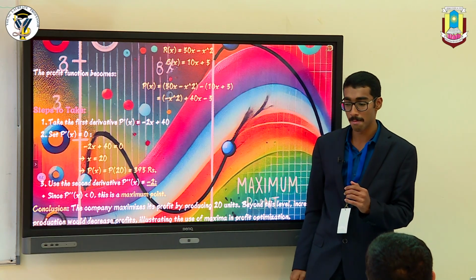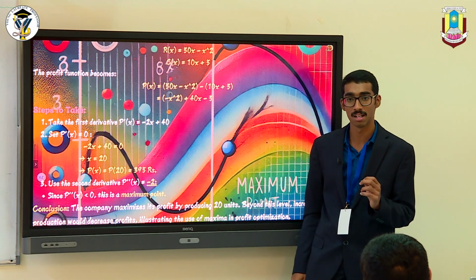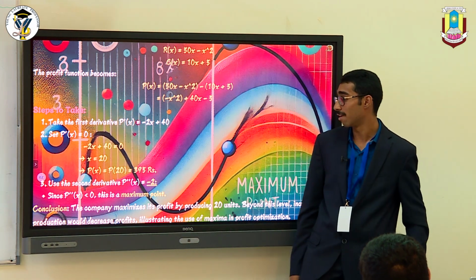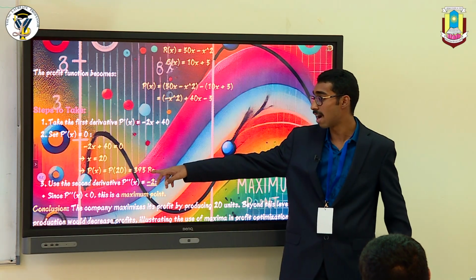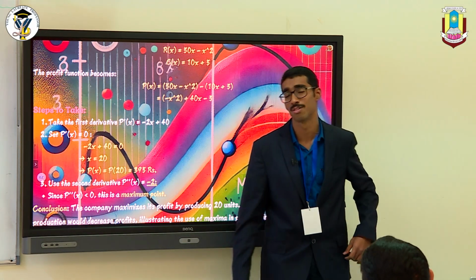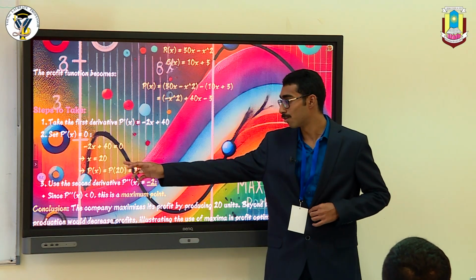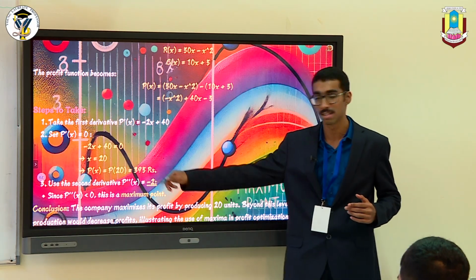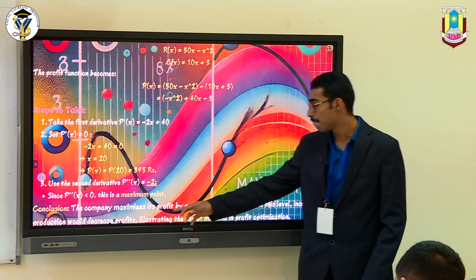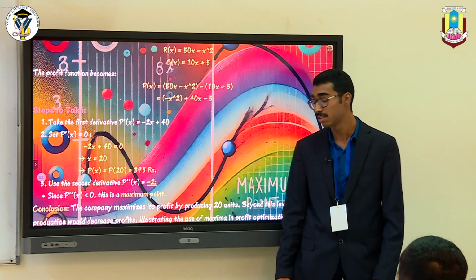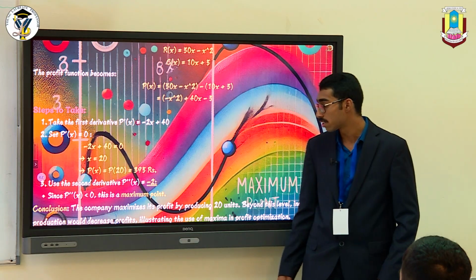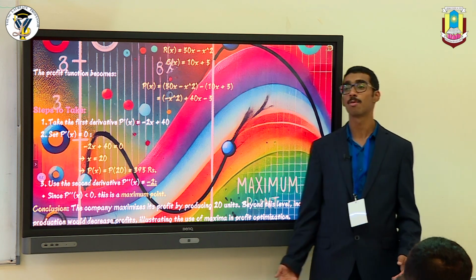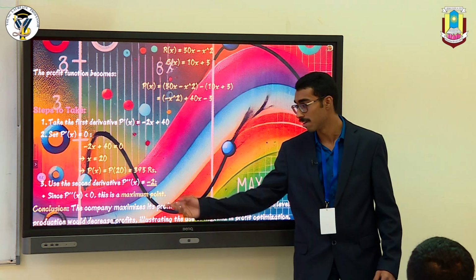So this is the maximum profit that the business can acquire by selling 20 units. You can calculate it by yourself. If it sells 21, the answer won't come 395. It will come around 394, 393. So 20 is the number of units it can sell to attain this maximum profit. The company maximizes its profit by producing 20 units. Beyond this level, increasing production would decrease profits, illustrating the use of maxima in profit optimization. You will get profits, but the profit won't be maximum, it will be less.